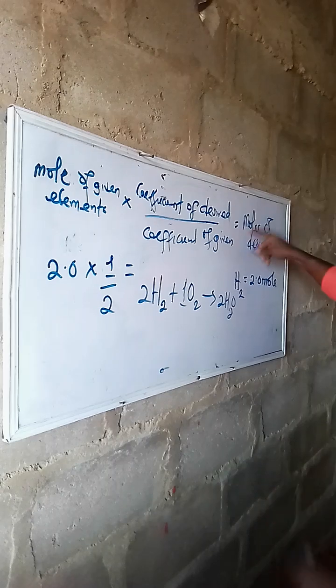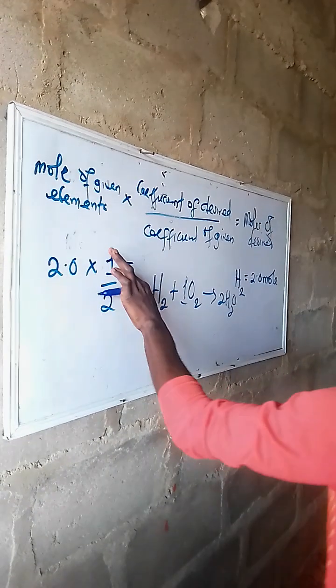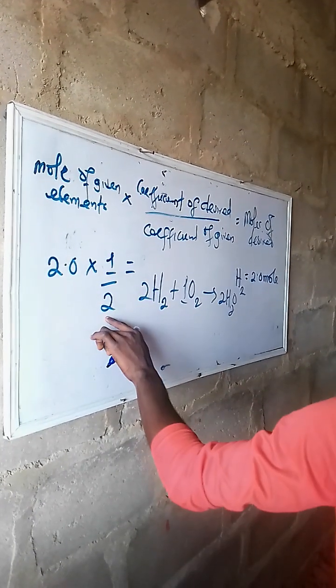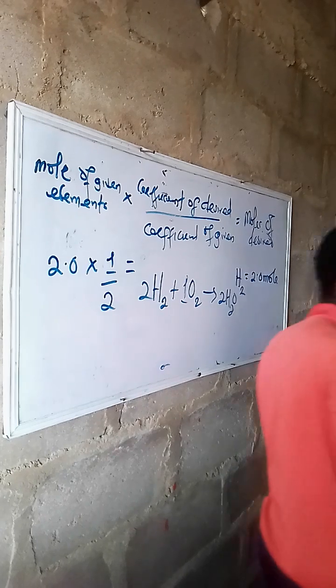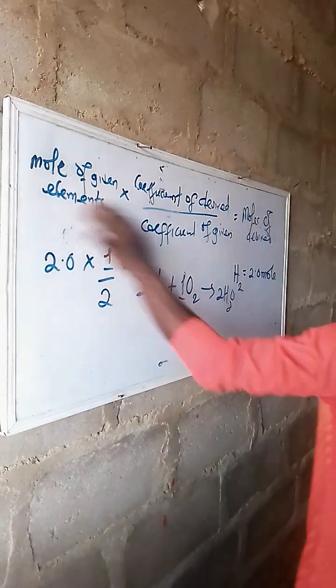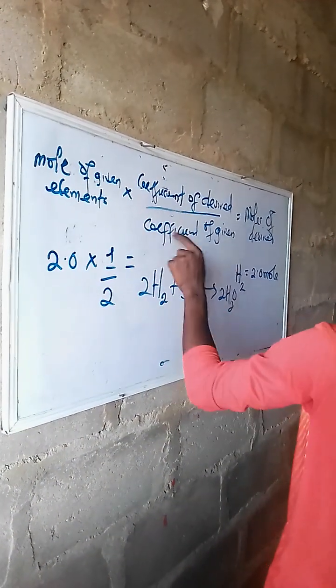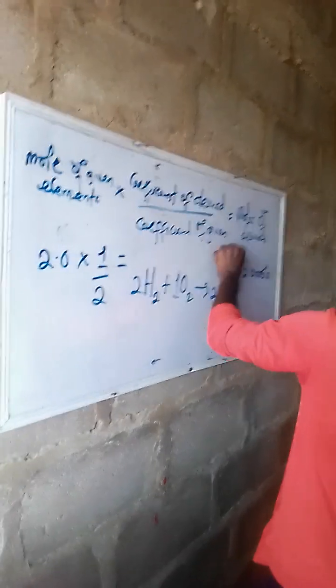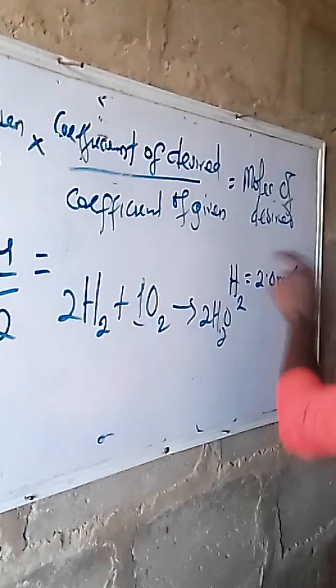Moles of a given, what? Moles of a desire. 2 times 1 is 2, divided by 2 is 1. Is it not the same step? So just cram this: moles of a given times coefficient of desire, all upon coefficient of given, equals moles of what? Moles of desire.